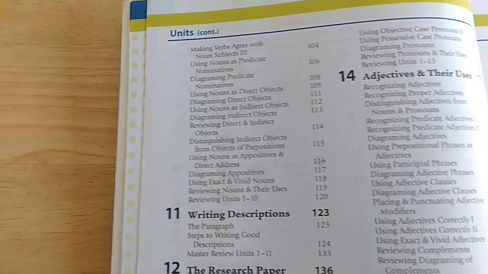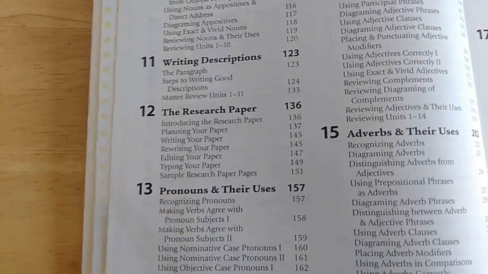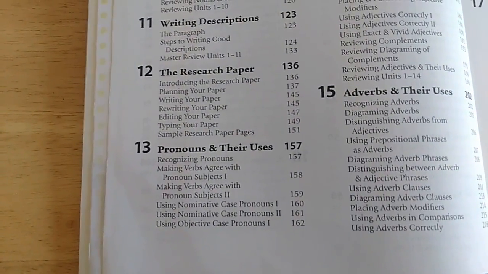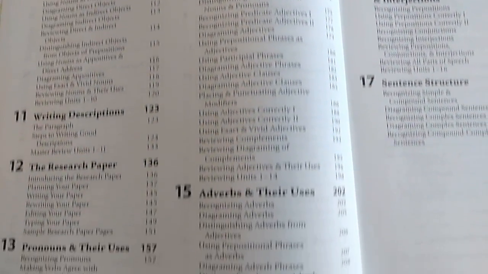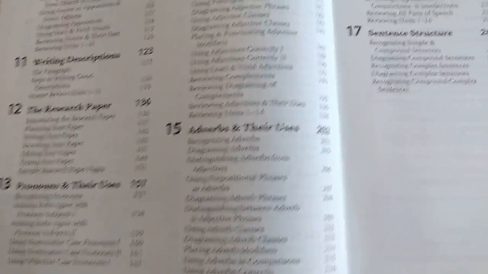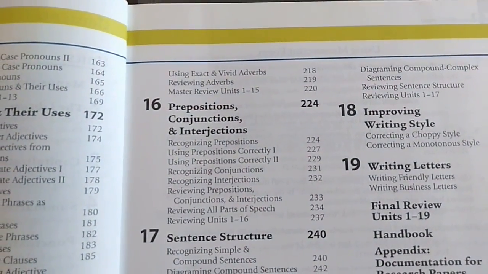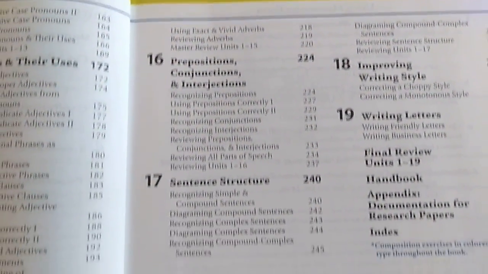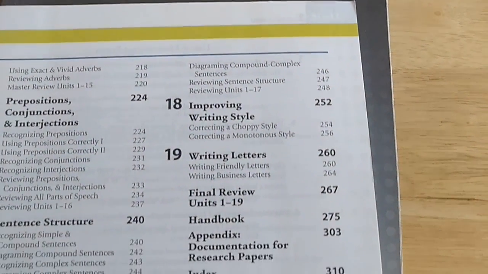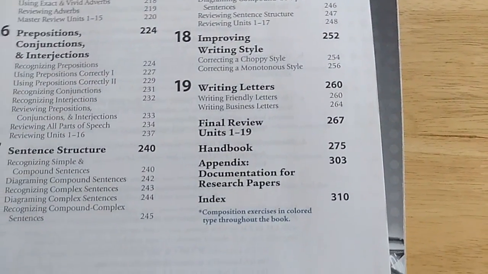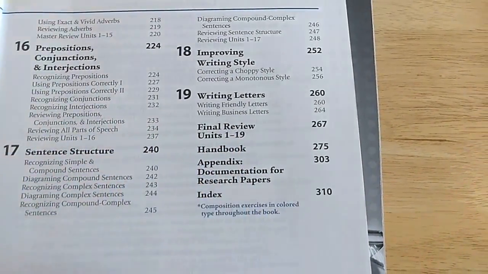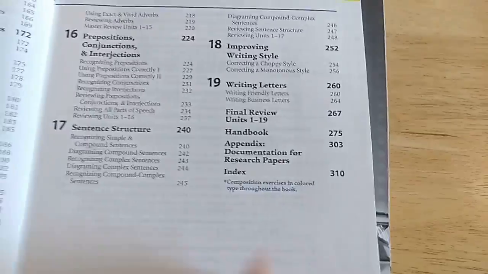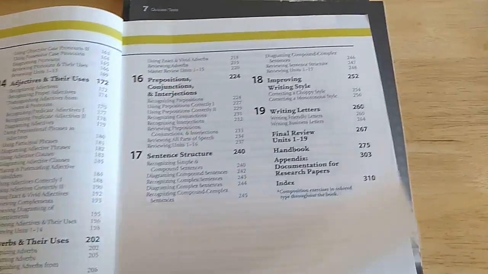This continues on with the nouns, writing descriptions, research papers, pronouns and their uses, adjectives, adverbs, prepositions, conjunctions, and interjections, sentence structure, improving writing style, writing letters, and then a final review, and a handbook. The handbooks have always been pretty helpful. So they have 19 units in this book.